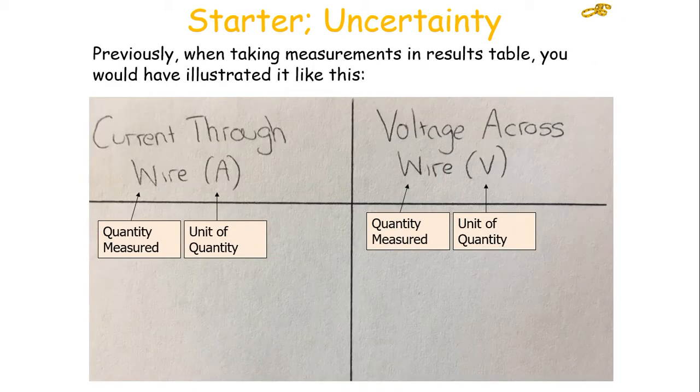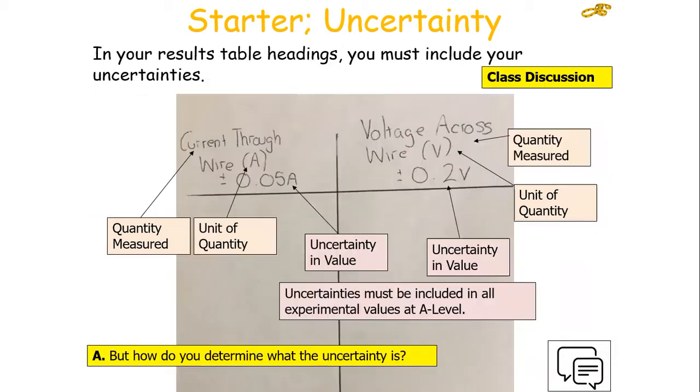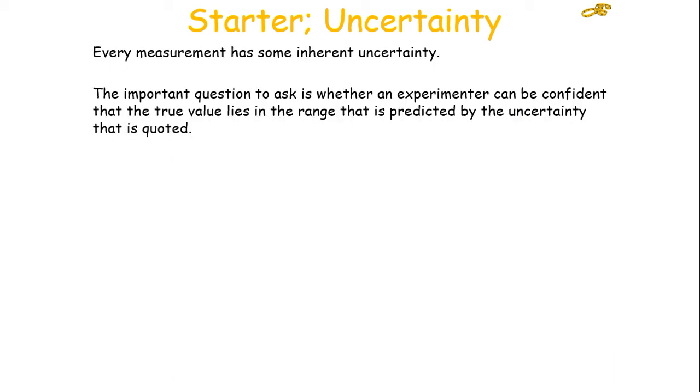Previously, when you've taken measurements in a results table, you'd have illustrated it as the following, with a quantity measured and a unit of quantity. Now, you've also got to include uncertainties in your experimental table headings. So now we write down what our uncertainties are in our measurements in our results table. But how do you determine what the uncertainty is?